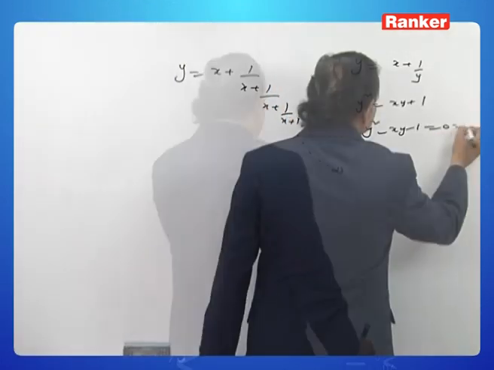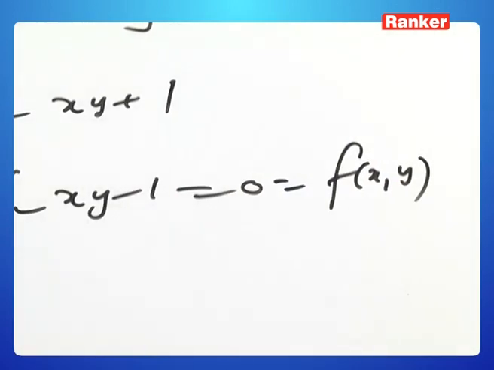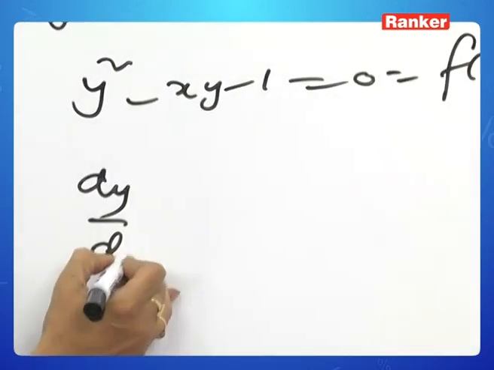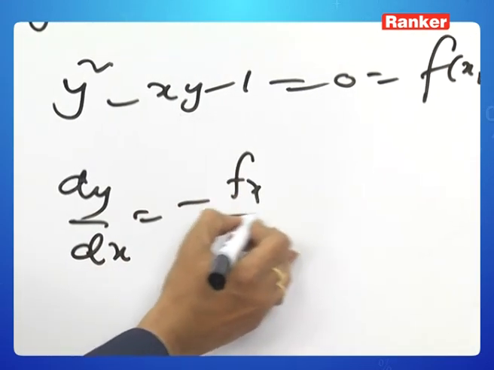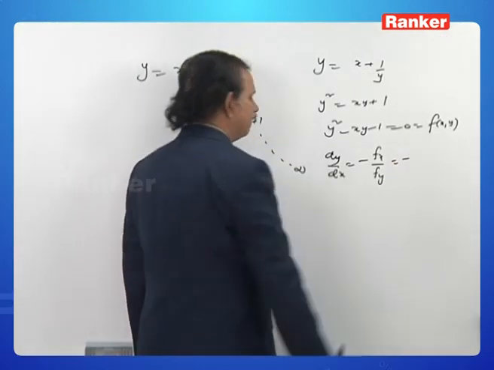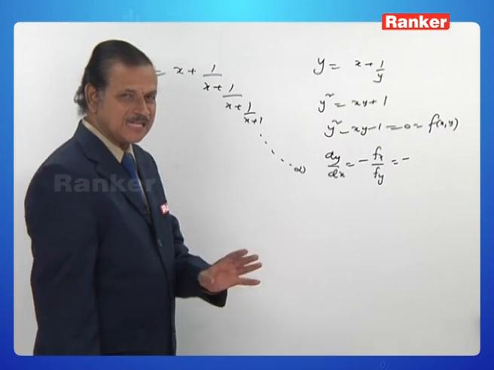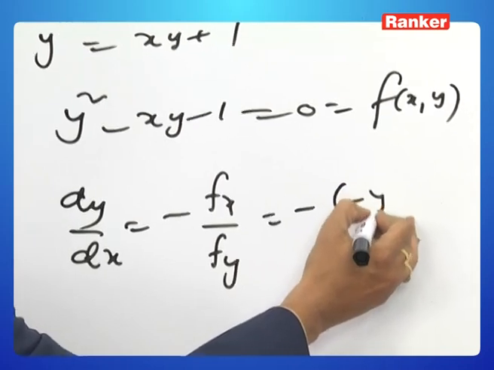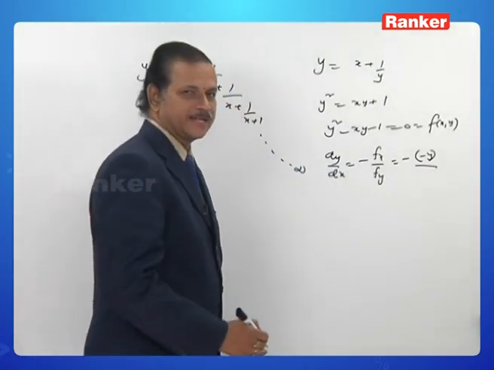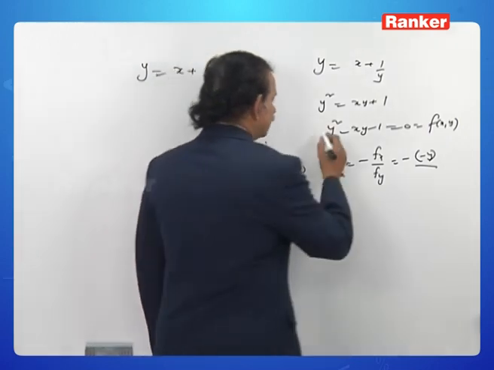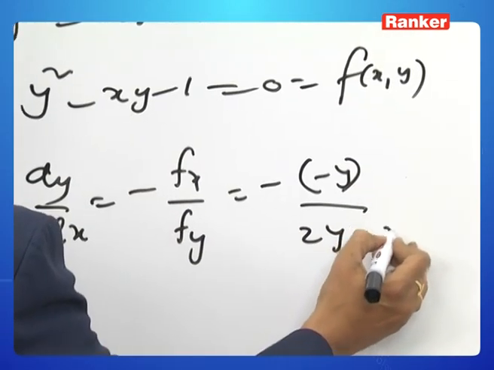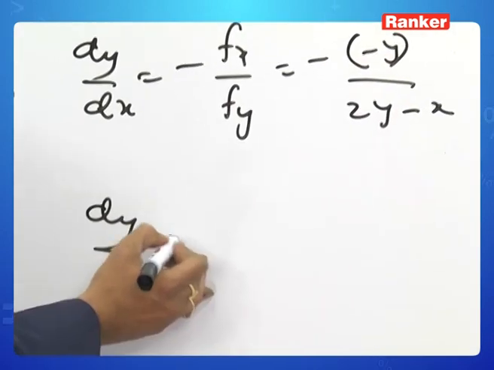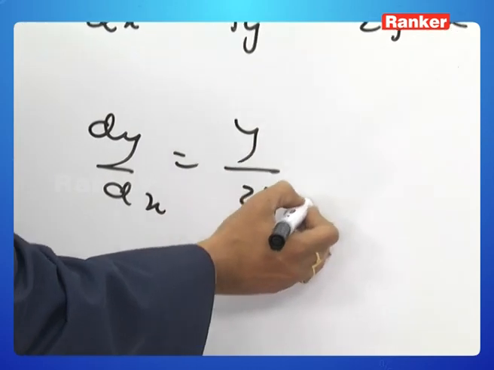Let me call this f of xy. From this we have dy by dx equal to minus fx by fy. What is its derivative? By taking x as the only variable, 0 minus y; by taking y as the only variable, it is 2y minus x. So dy by dx is therefore equal to y by 2y minus x.